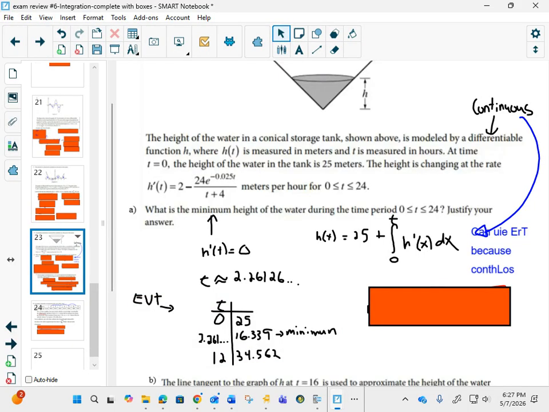But if you failed to mention that it's continuous, you would lose the point that allows you to use the EVT. So in order to use the EVT, you have to say it's continuous. The question did not say it's continuous. It said it was differentiable. You have to say differentiable implies continuous. You can write that.